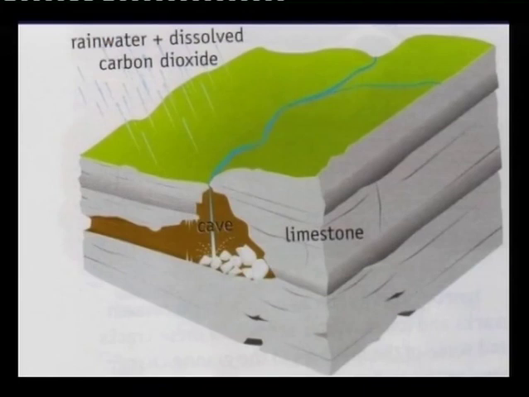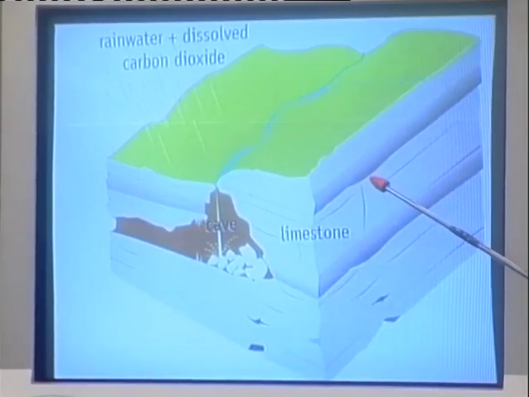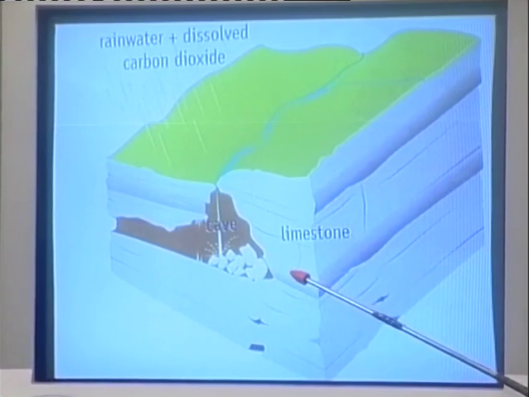I'd like us to have a look at the picture we have. We have rainwater plus dissolved carbon dioxide that produces acidic water, and when that acidic water seeps through cracks in the limestone, it dissolves some parts of the limestone. Now, limestone, we know it's a base, and when acid is added, it reacts, and that's where it dissolves the limestone.